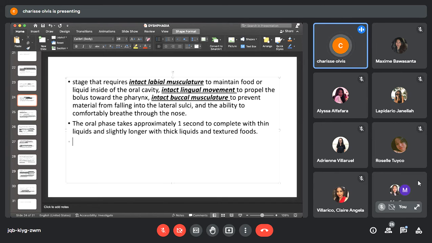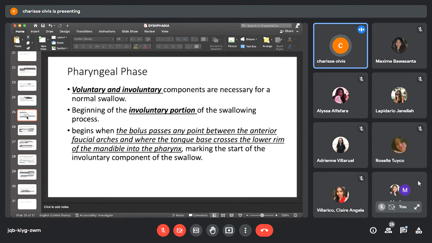Okay, now let's discuss the pharyngeal phase. The pharyngeal phase is involuntary, but the normal swallow is voluntary and involuntary. The voluntary part is from the oral prep and the oral phase. Once it's pharyngeal, it's involuntary.